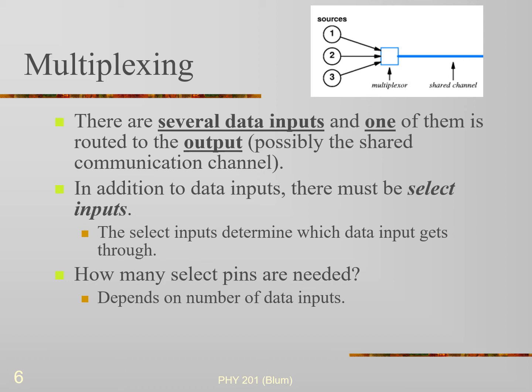In addition to the data inputs, there are going to be what we call select inputs. So the data input is the information that wants to get through, but there are several of them. And then it's the select input that is going to pick which one of the data inputs gets through. And then next we'll look at the question of how many select inputs, how many select pins, we will need, and that will depend on the number of data inputs that we have.